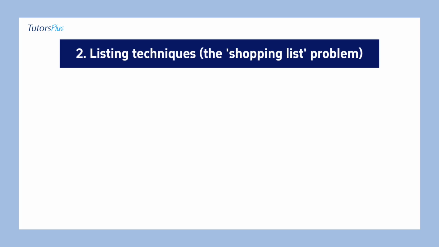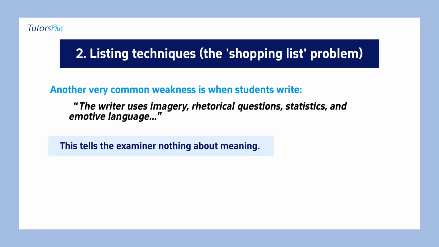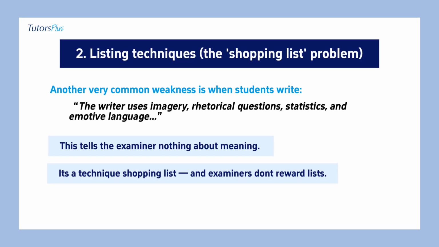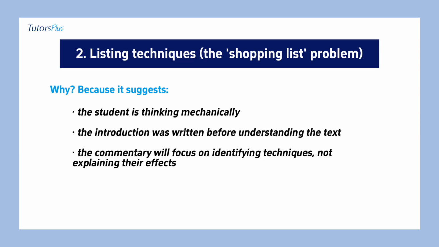Listing techniques is another issue. And it's a very common weakness when students write down everything that they can find and see. The writer uses imagery, rhetorical questions, statistics, and emotive language, which doesn't tell the examiner anything about meaning. It's a technique shopping list, and examiners can't reward a list because it suggests that you're thinking mechanically, that your introduction was written before you understood the text.